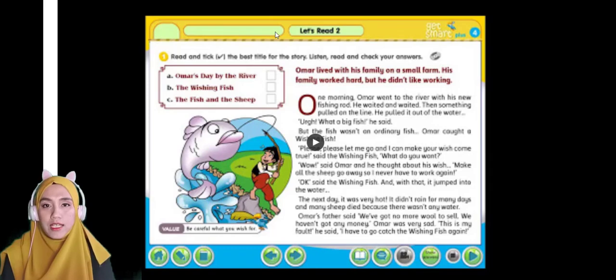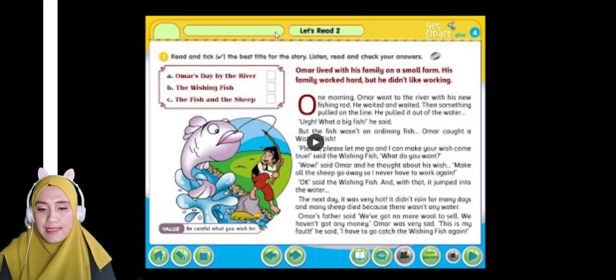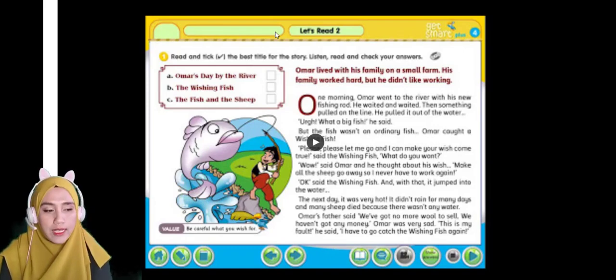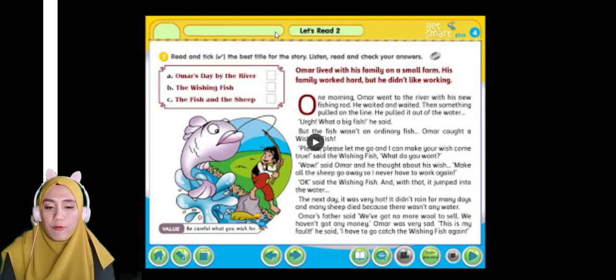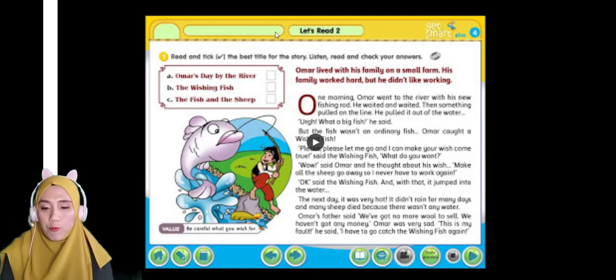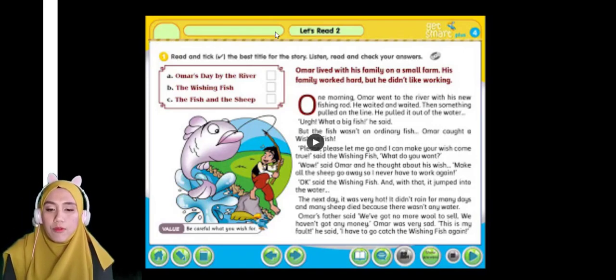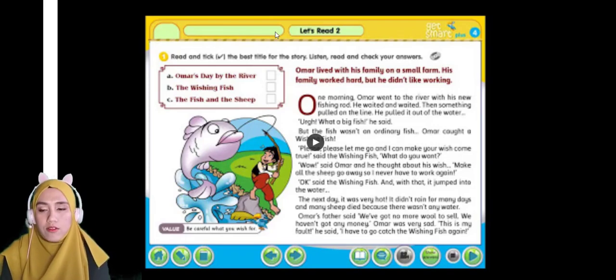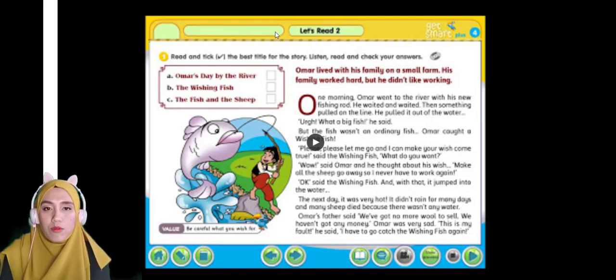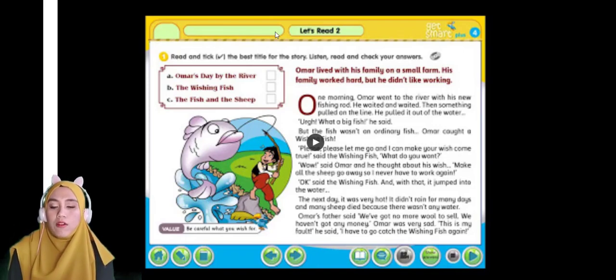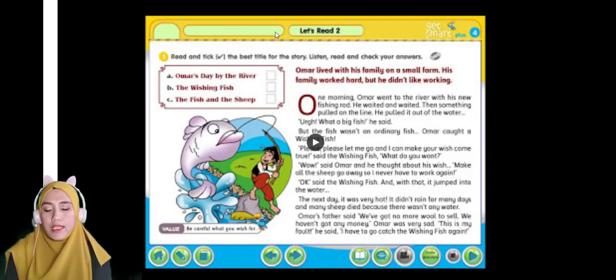Omar caught a wishing fish. "Please, please let me go and I can make your wish come true," said the wishing fish. Okay, what do you want? When Omar caught the fish, it begged to be released and said it could grant Omar's wish. "Wow," said Omar, and he thought about his wish. "Make all the sheep go away so I never have to work again." So he wished for all the sheep to disappear so that he would not have to work anymore. Okay, said the wishing fish, and with that it jumped into the water.